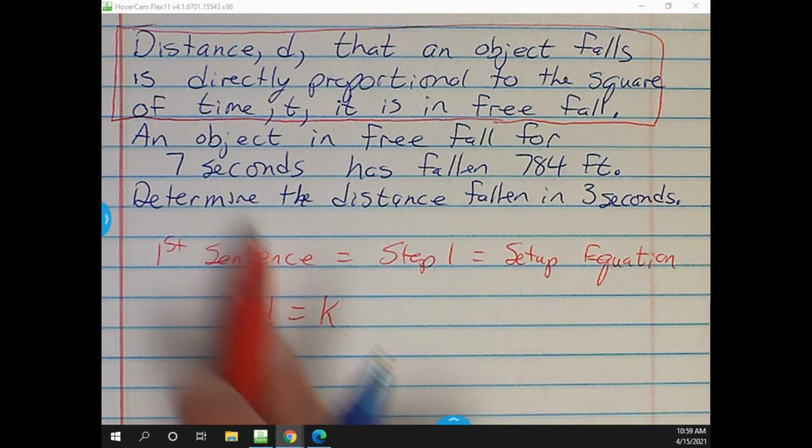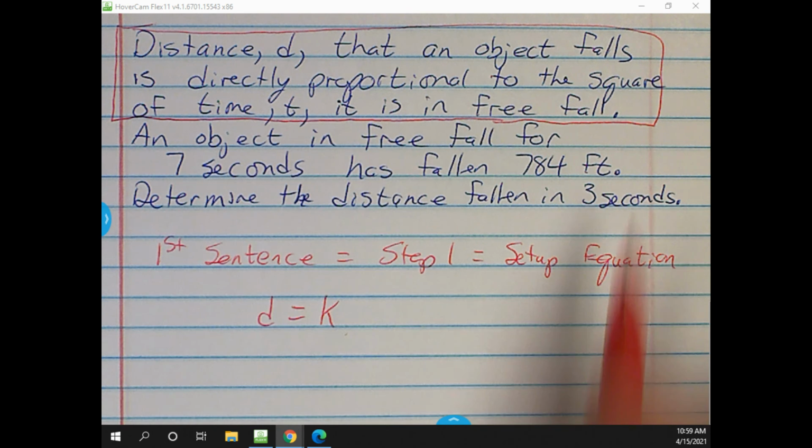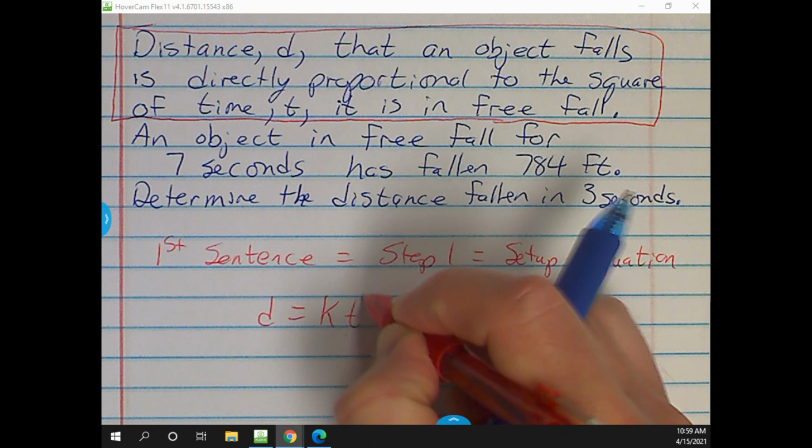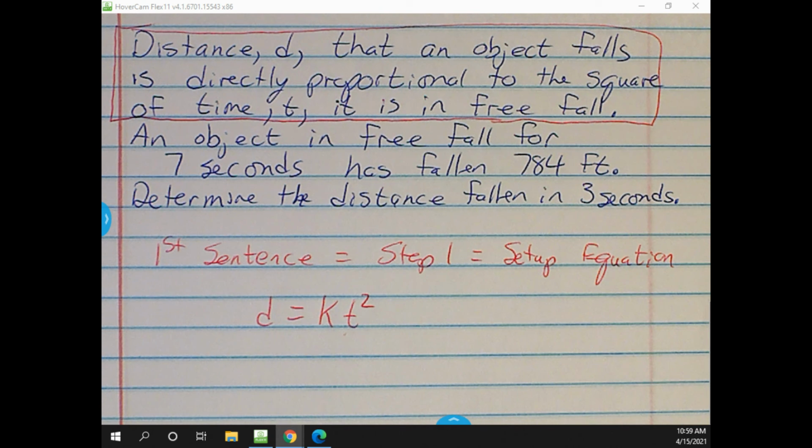But anyway. All right, and it says it's directly proportional to, so there's our gravity. That's the impact on here. It's the time t squared. So then it's t squared. So that's the equation we've got to get set up.